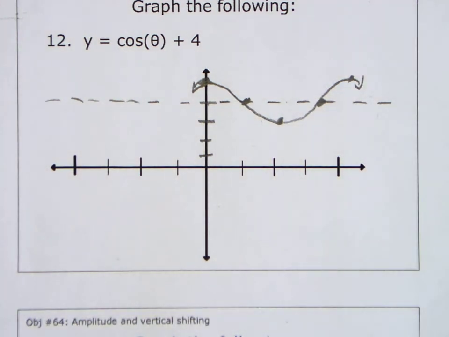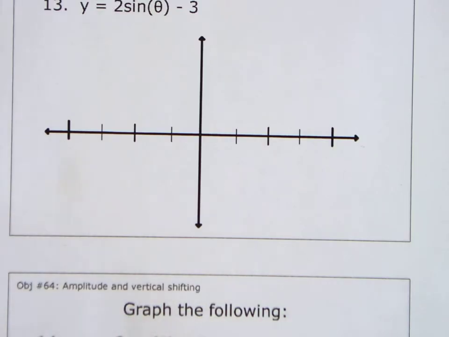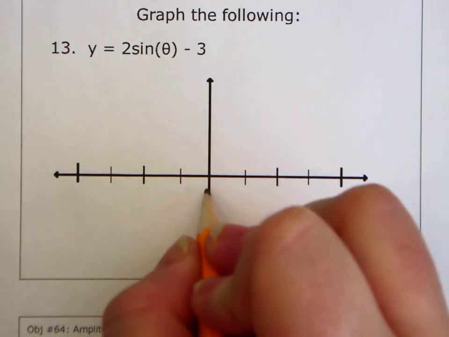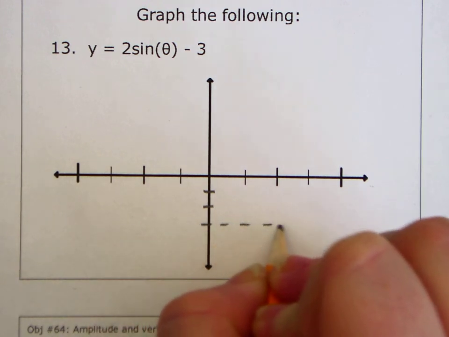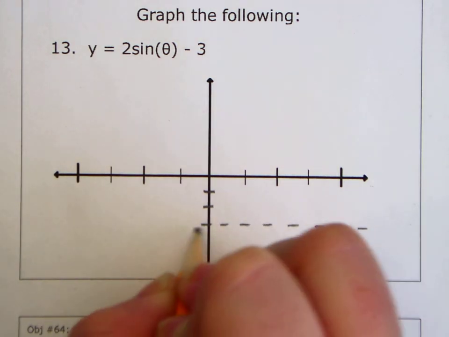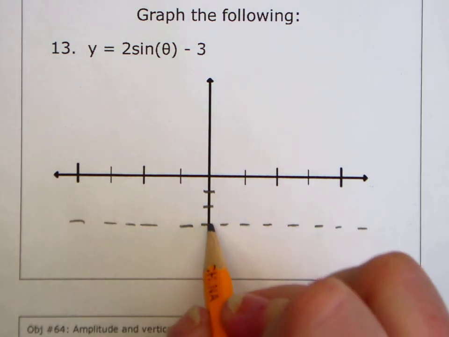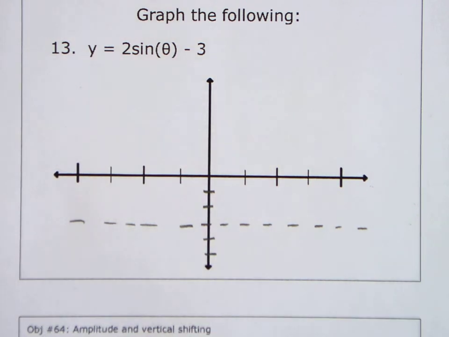All right, ready to get a little tricky? Challenging? Here we go. 2 sine theta minus 3. Now we're going to combine those two skills that we just learned. We're going to go down 3, 1, 2, 3, and draw my dotted line. But remember, we need the amplitude in both directions, so I need to be able to go up 2 and down 2. So I'm going to put 2 more dashes.